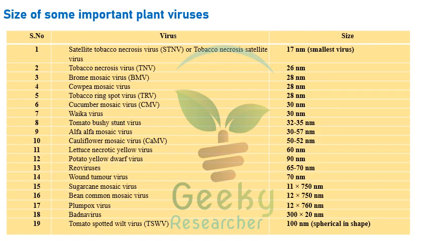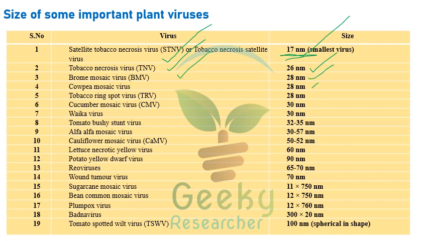Some important plant virus sizes we will see. As I told you in the previous slides, the sizes of plant viruses: the first one is the satellite tobacco necrosis virus, the smallest virus reported so far, 17 nanometer. The second one is the tobacco necrosis virus, that is 26 nanometer. The next one is a little bit different, and brome mosaic virus is 28 nanometer.